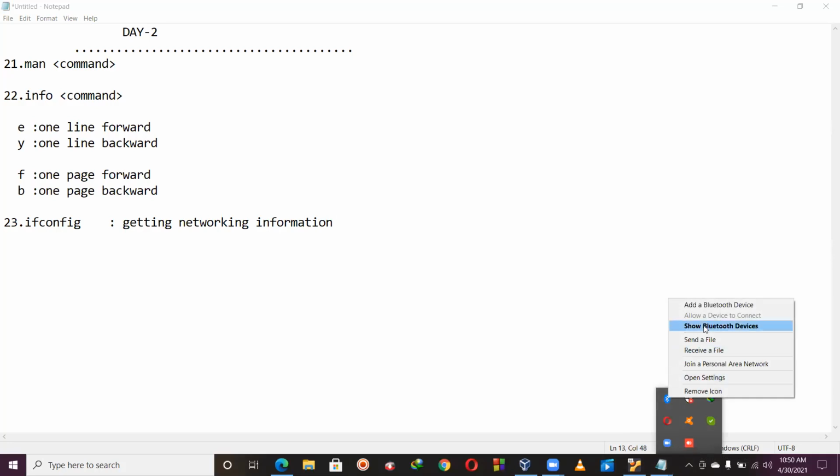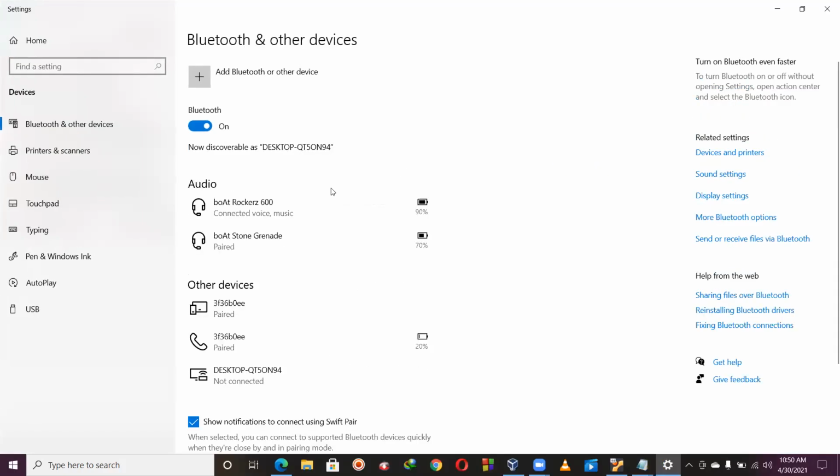Let me check my Bluetooth. Is it working properly?